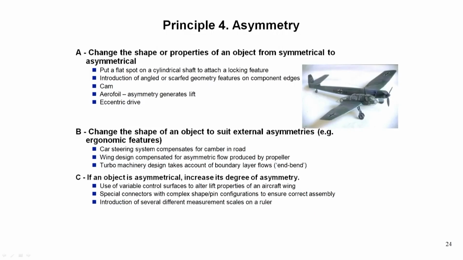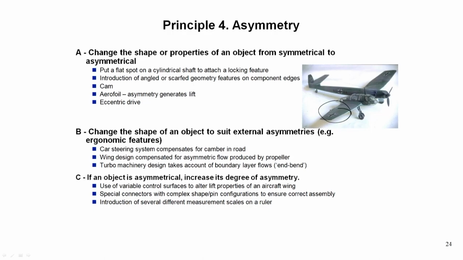Principle 4 talks about asymmetry. Asymmetry is explored on a very wide scale. For example, the greatest example is an aircraft. The aircraft wing, if you look at it, its top and bottom are of different shape, and we call it an aerofoil shape. That actually helps to generate the lift of an aircraft. So, there we are using the principle of asymmetry.